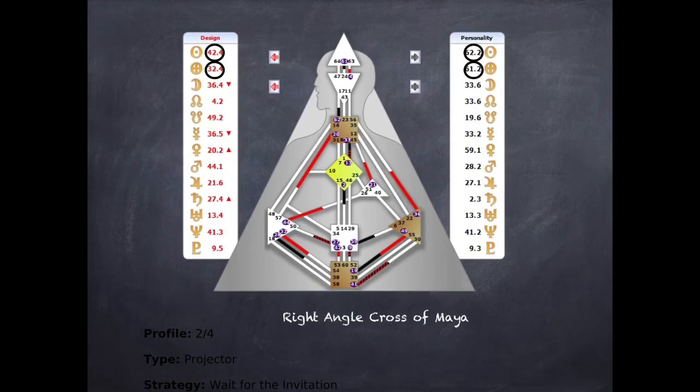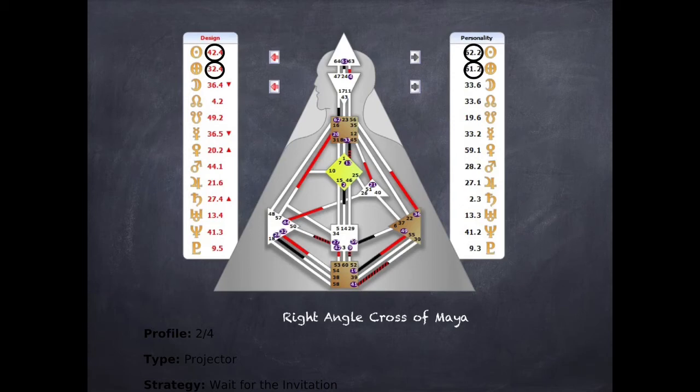There can be many different definitions of what Maya means, but for this incarnation cross, when we talk about Maya, we're talking about the real world and the concept of the separation between the spiritual and also the material world. So if we look at the gates of the Maya, we can see that in the conscious sun, there's the 62, and the conscious earth, the 61, and the unconscious sun is the 42, and the unconscious earth is the 32.